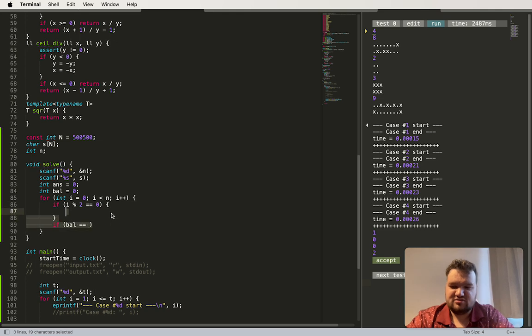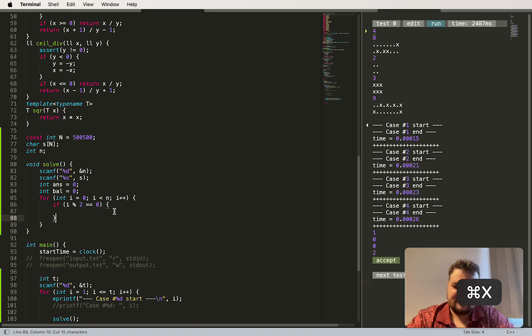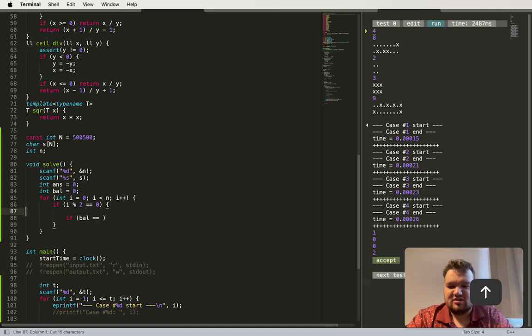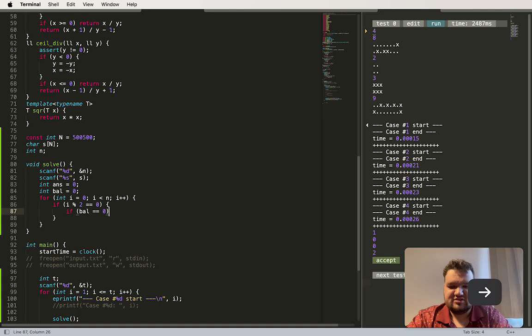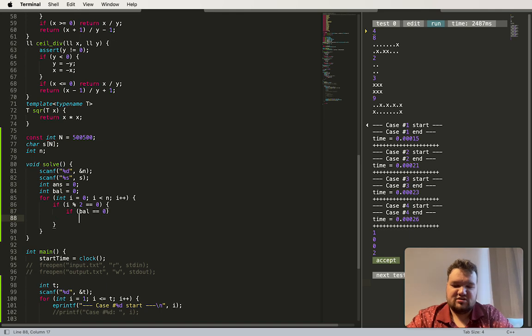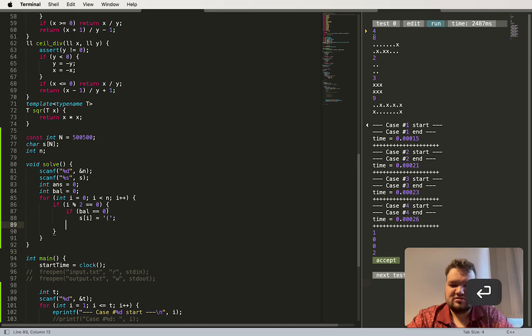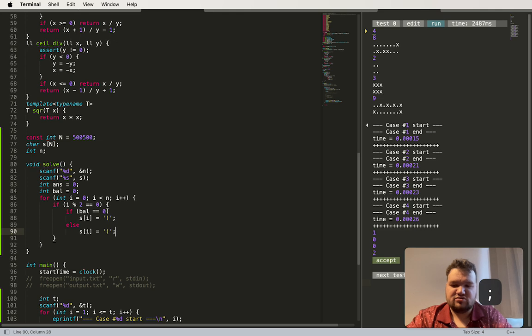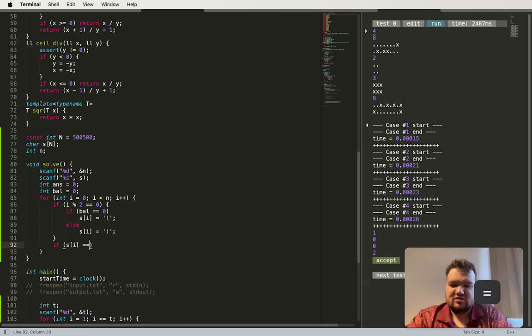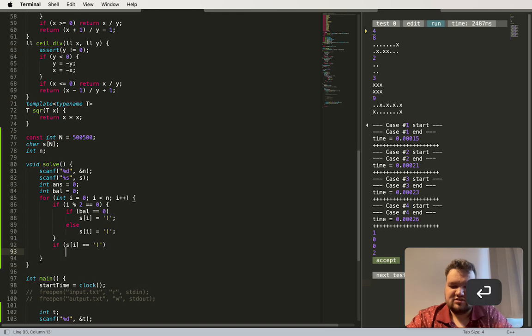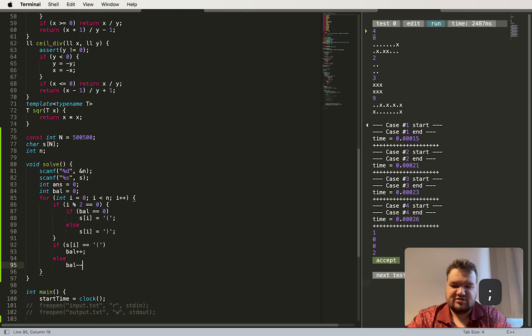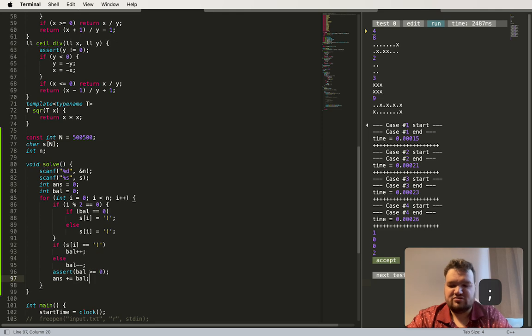Even positions, because we are in zero indexation, we need to make the choice, and if the balance is 0, then we put an opening bracket there, otherwise the closing bracket. If we have an opening bracket, then we increase the balance, otherwise we decrease it. We can assert that it is not negative and add it to the answer. And here we can assert that the balance is 0.